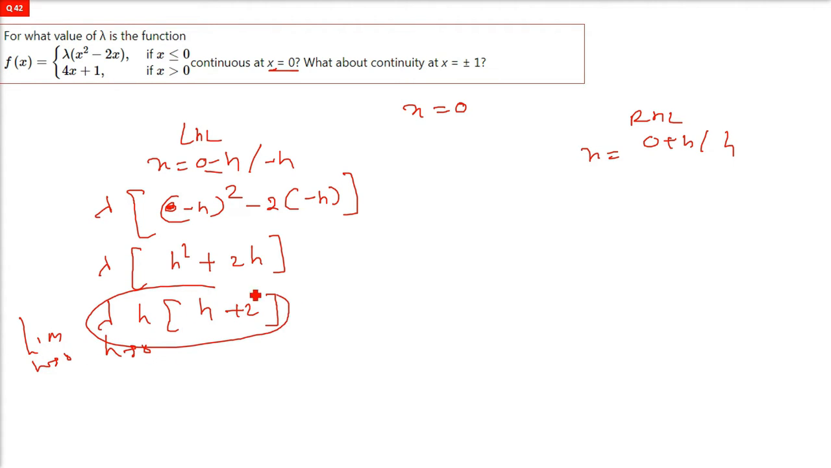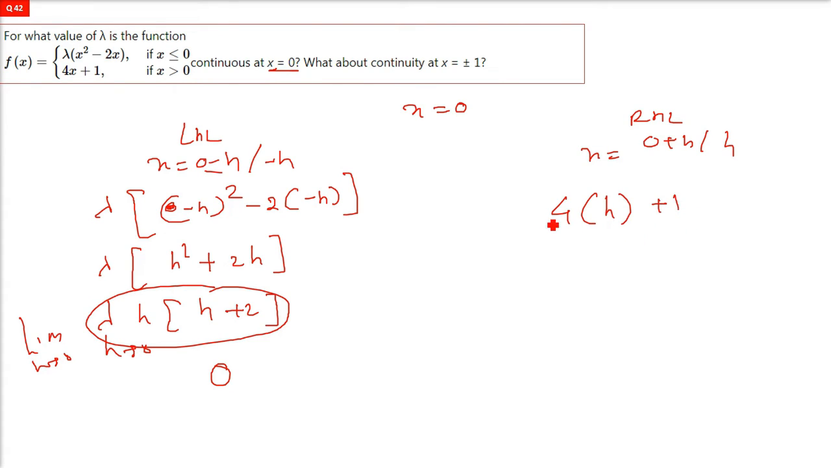All will be 0, because lambda is multiplied with h, and whenever you multiply anything with 0, you'll get 0 only. So how about getting lambda? You won't get it. Okay. Let us see the right hand limit also, then you will realize.